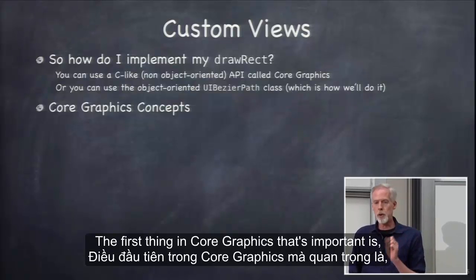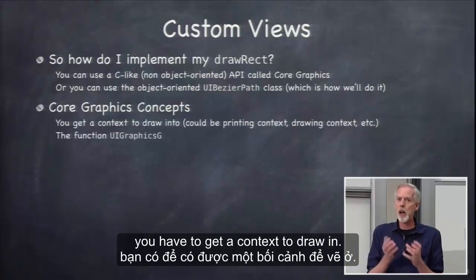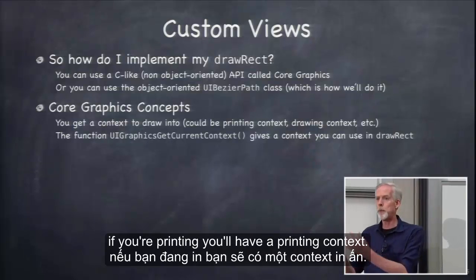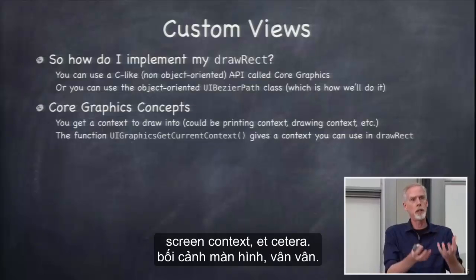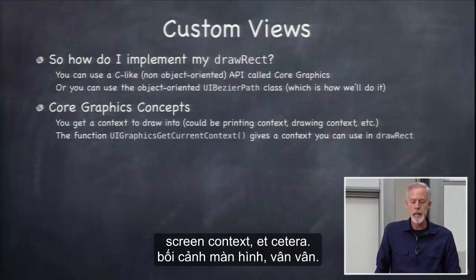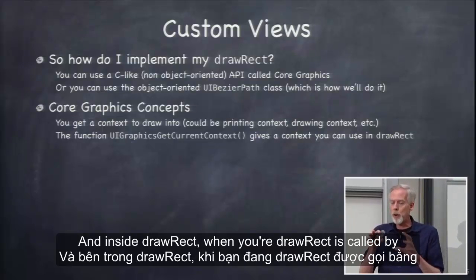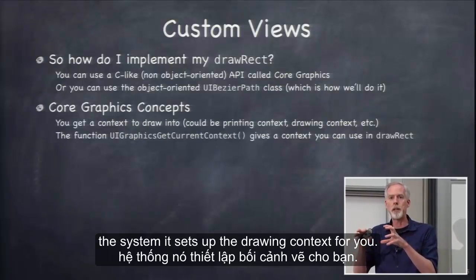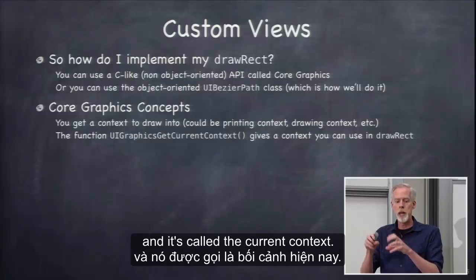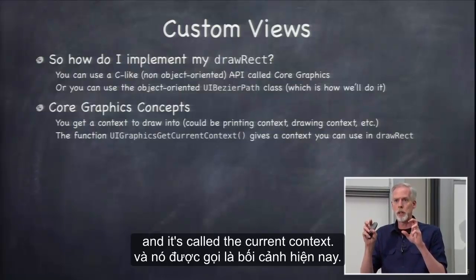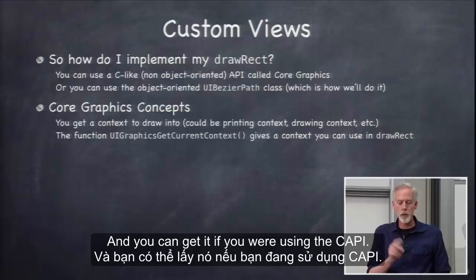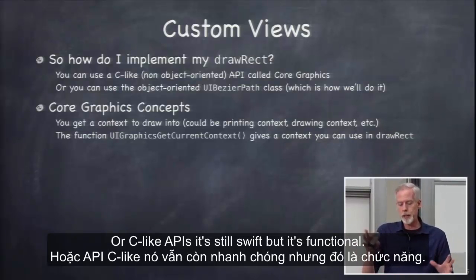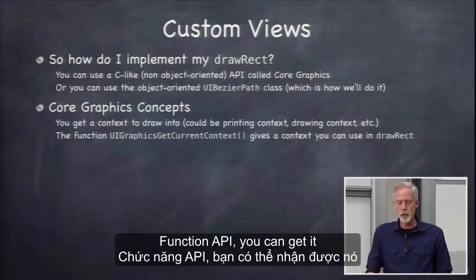The first thing in Core Graphics that's important is you have to get a context to draw in. So if you're printing, you'll have a printing context. If you're drawing on screen, you'll have a draw-on-screen context, etc. And inside drawRect, when your drawRect is called by the system, it sets up the drawing context for you. So it's automatically set up, and it's called the current context, the current drawing context. And you can get it if you were using the C API, or C-like API. It's still Swift, but it's a functional, function API.